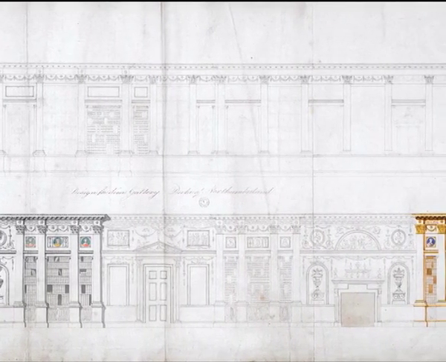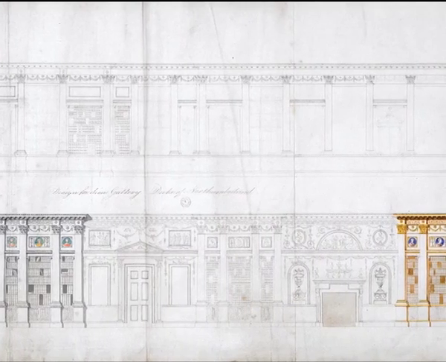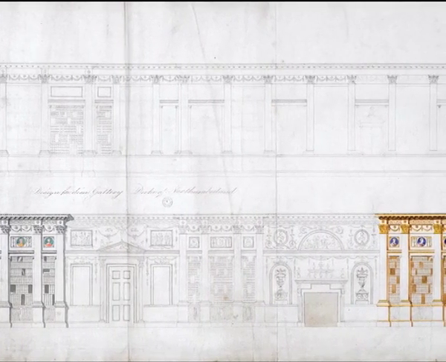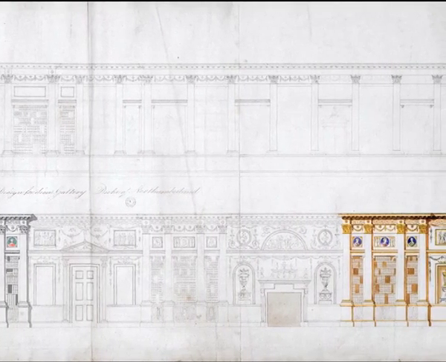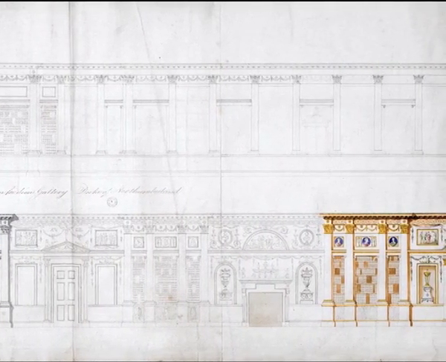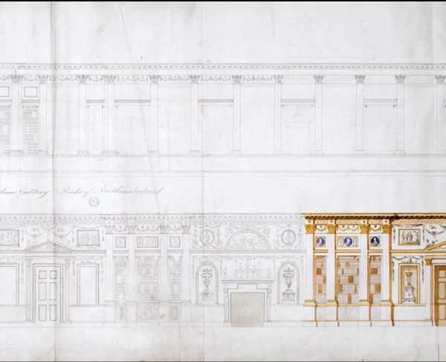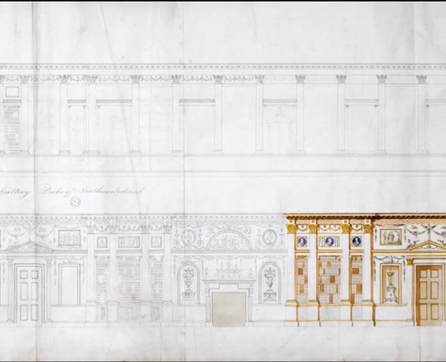The upper elevation, for the window wall, is very unfinished. There are little bits of bookcase filled in, there are large areas of bookcase not filled in. The windows are just, the window fenestration is just sketched in.